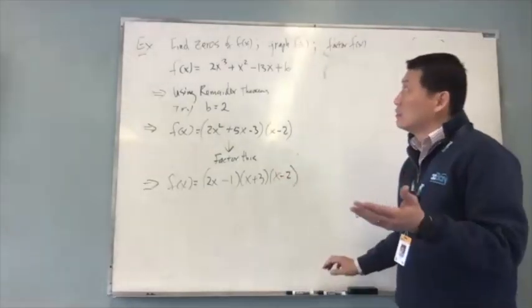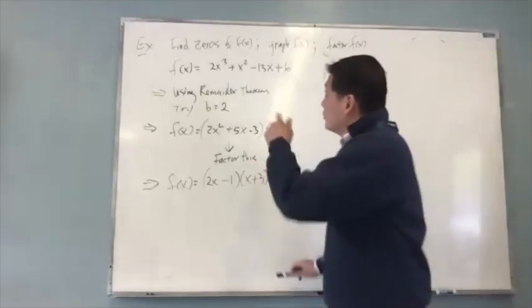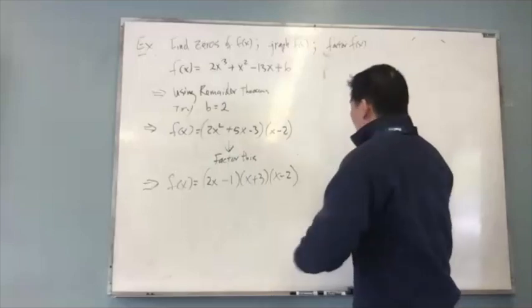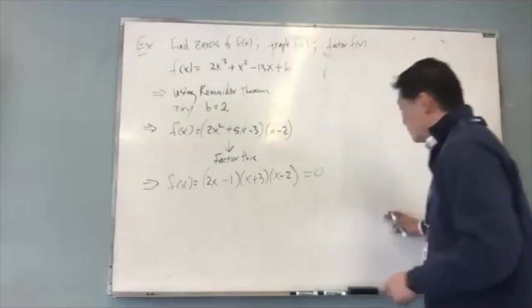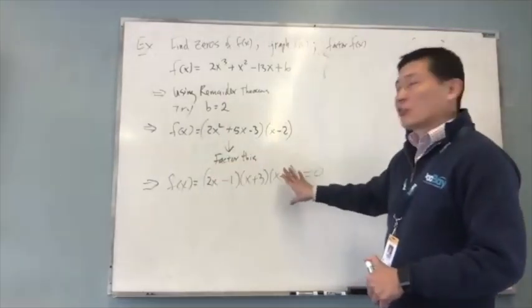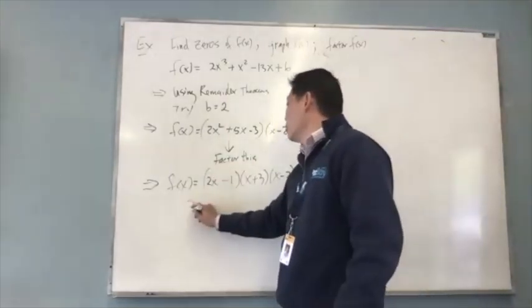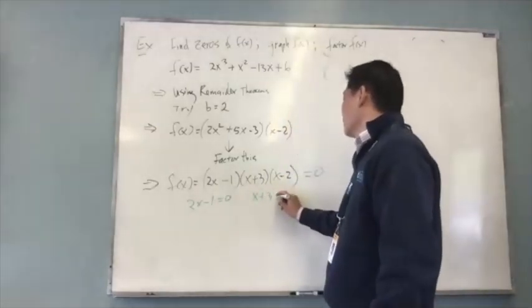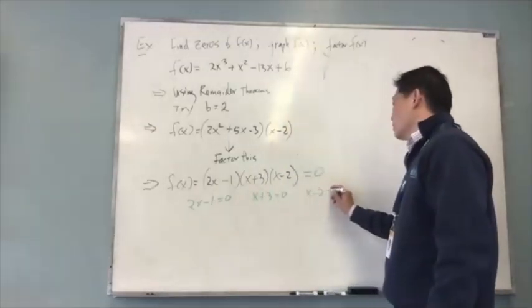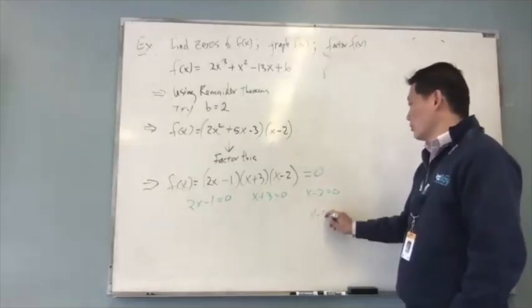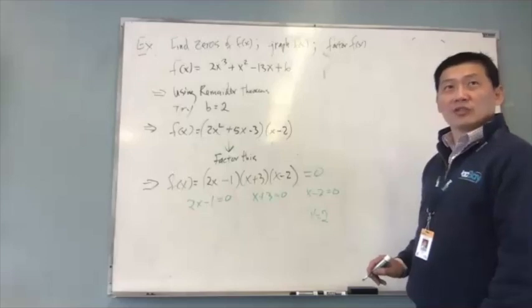Now, the first question says finding zeros. That simply just means we are setting this up equal to 0. Now, if this is 3 things multiplying to each other equal to 0, that means 2x minus 1 is equal to 0, x plus 3 equal to 0, x minus 2 equal to 0. This one we know, x is equal to 2. That's one of the zeros.